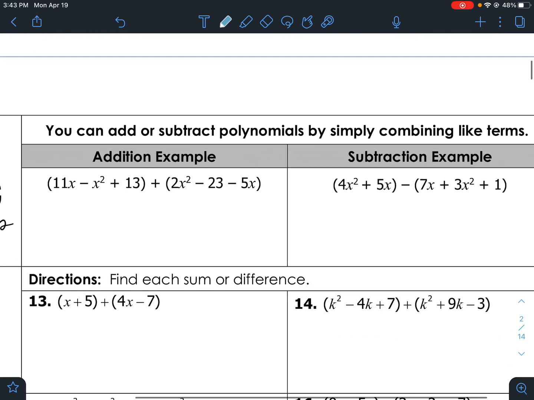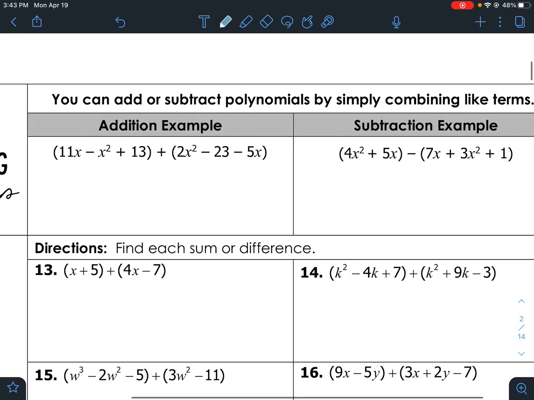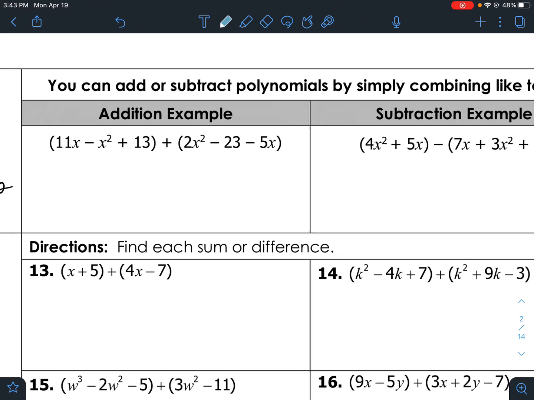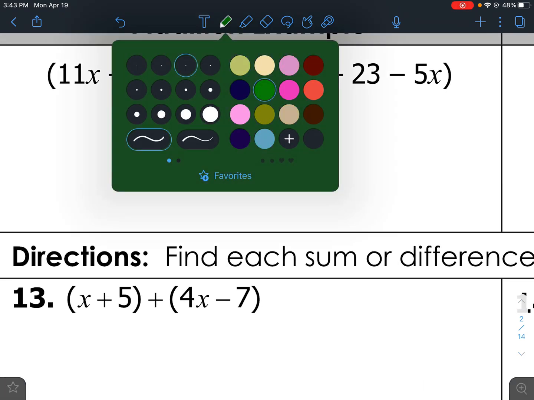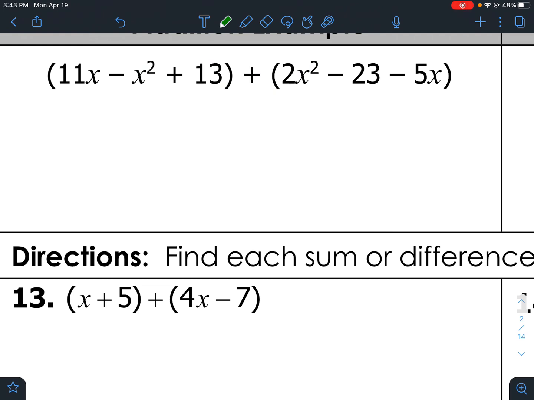Here we are adding or subtracting polynomials. Let's jump into our adding examples, and then we'll see what the difference is between adding and subtracting. All right, when we are adding is very simple. We're looking for letters that are the same and exponents that are the same.